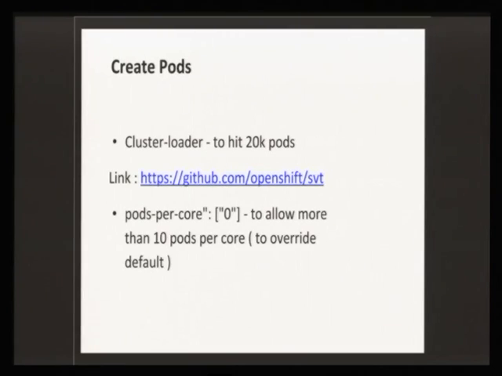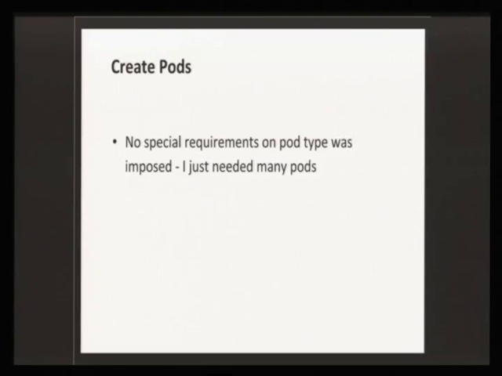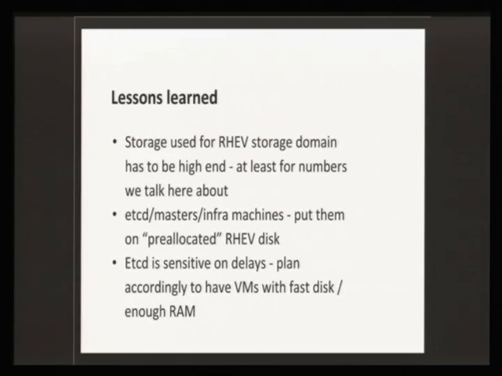It was necessary to change something. By default, pods per core is 10 pods per core. So in this configuration, I had to change pods per core to 0 to allow more than 10 pods per core, to override the defaults. Yeah, so no special requirements on the pod type. I just wanted them as much as possible.